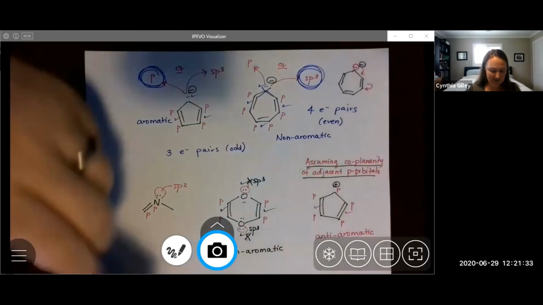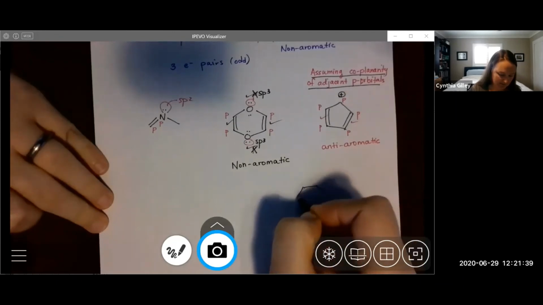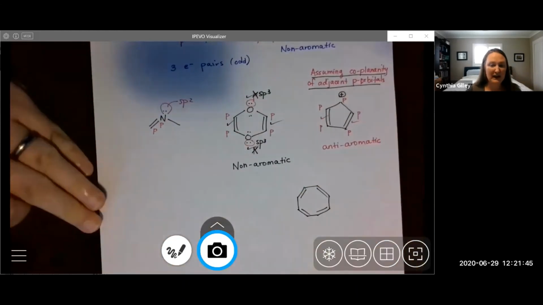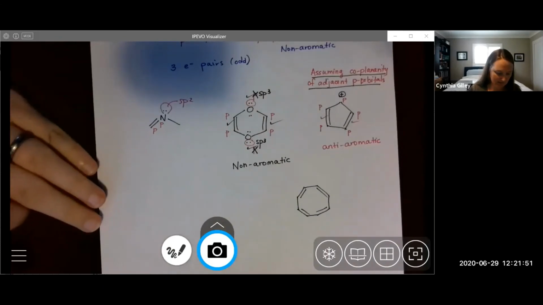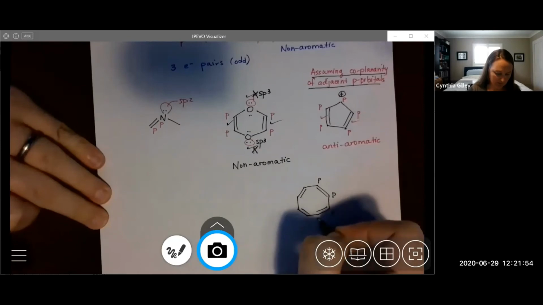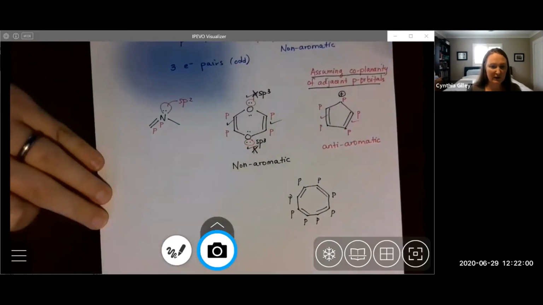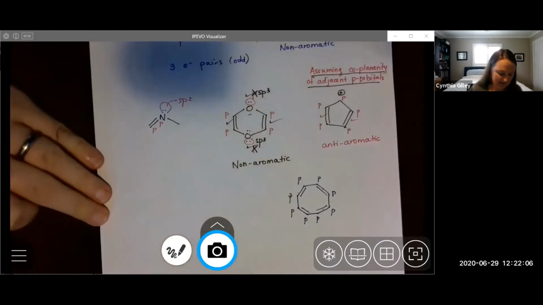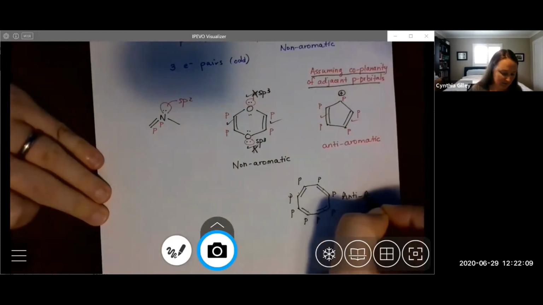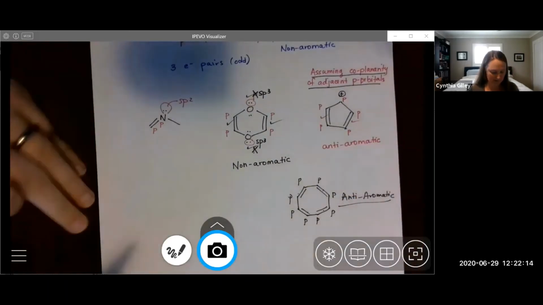For example, one of the answers that's different might be cyclooctatetraene. I don't know what he has for it. But according to my wording here, assuming coplanarity of adjacent p orbitals, there's a p orbital all the way around the ring, there are pi bonds all the way around. If we assume those are coplanar and we count up the number of electron pairs, it's an even number of electron pairs. So we have to call this anti-aromatic, according to the assumption that the p orbitals are all going to be planar. The molecule itself will be planar.